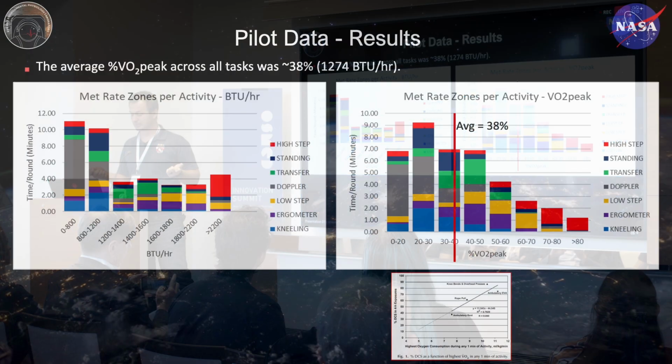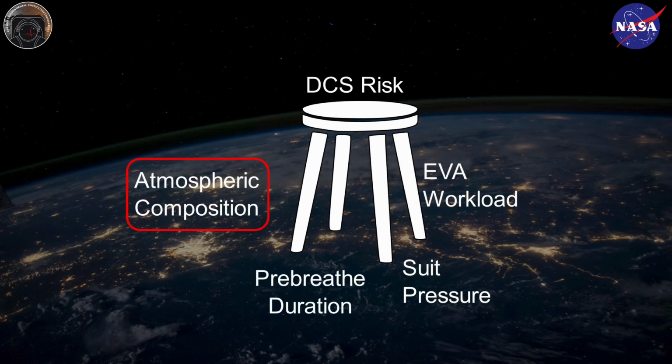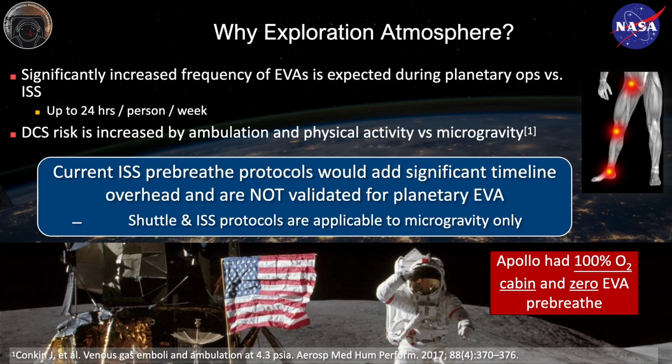So that's great. We simulate the workload. We try to make sure we target the right amount of stress. But we know that EVA workload is a problem. So how do we fix EVA workload if we're stuck with a 400-pound suit? Well, we go look at those 3 other legs of that stool. So atmospheric composition, right? We heard earlier, hey, how about we just change the atmosphere we live in? Why do we have to be at 100% pressure compared to sea level?